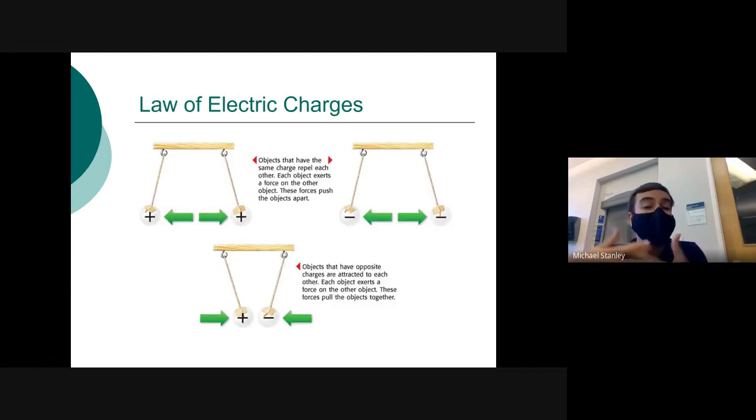All right, so while we're still on the basics of electric charges, does anybody have any questions so far on parts of the atom, positive, negative charges, or how they interact with each other?